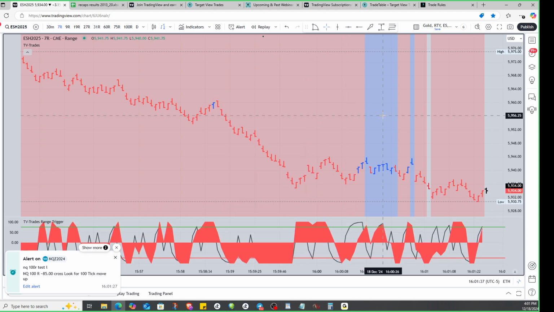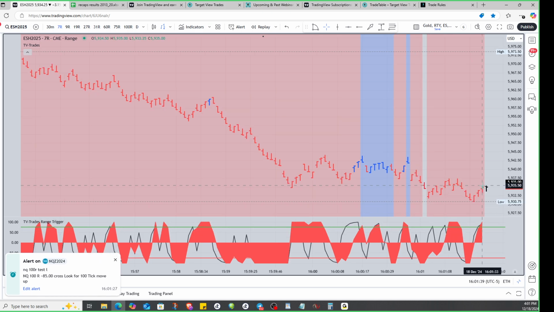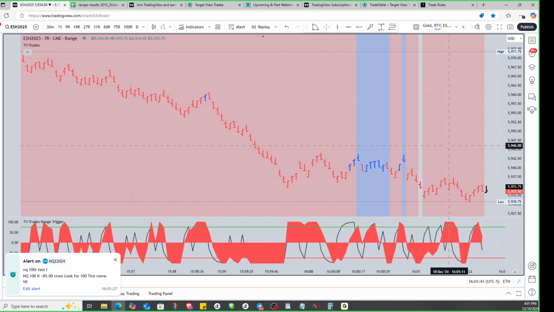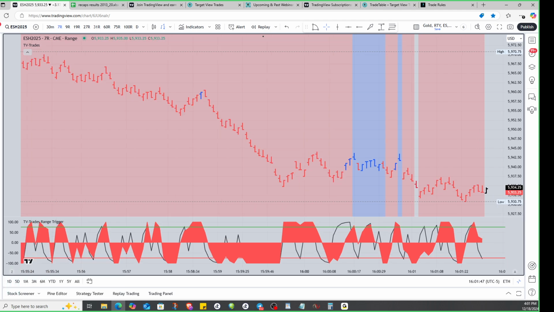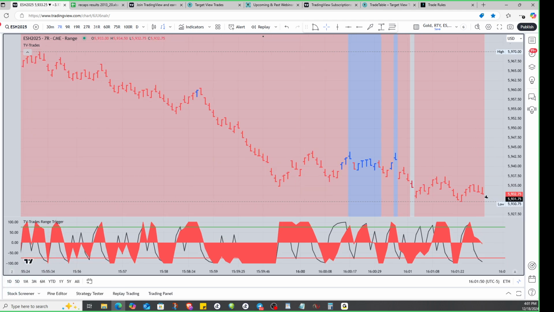Okay. Right here would be a short. Sell the open of that bar right there. Bang. Goal for the day. Alright, so you guys see this? You see how easy it is? Pretty simple stuff, right? I'll send you the template showing the open and the close.